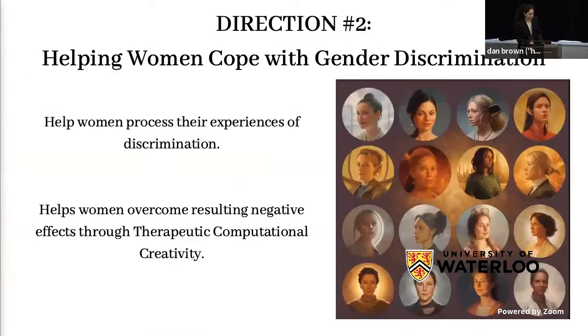The second direction is to help women cope with gender discrimination. So through creative systems, we could create environments where women can process their experience of discrimination. And this could help women overcome resulting negative effects through a therapeutic computational creativity side, which is a new emerging field in CC.